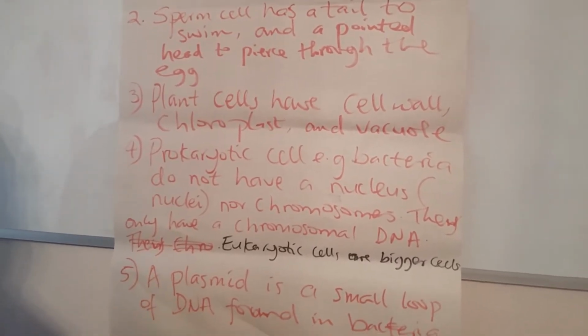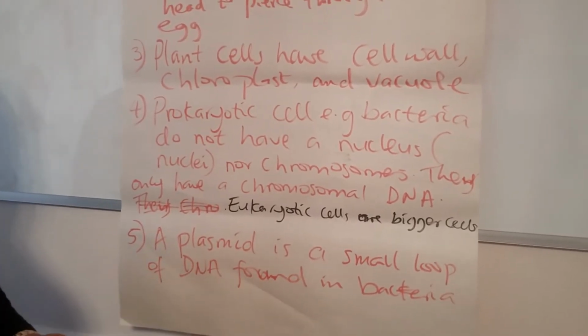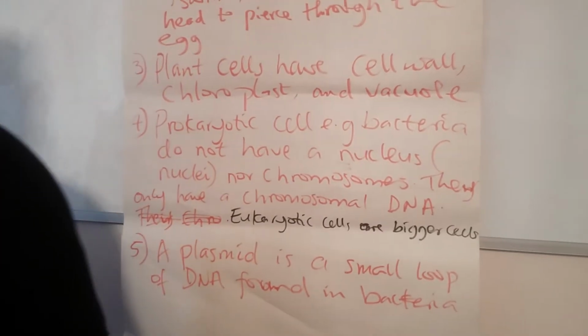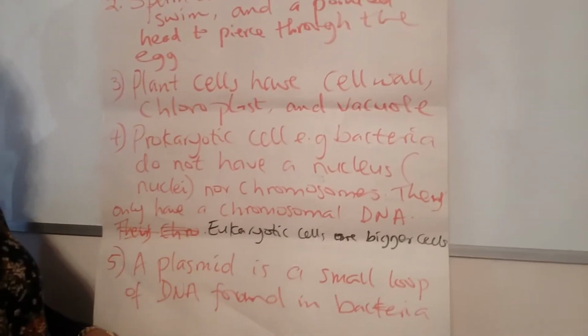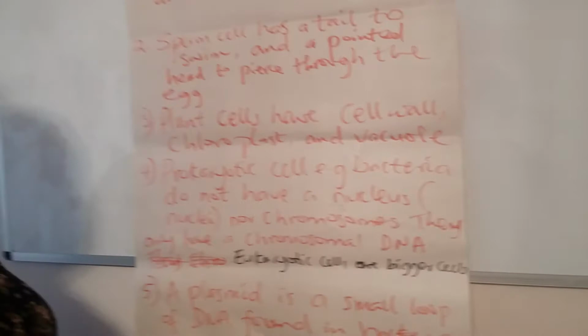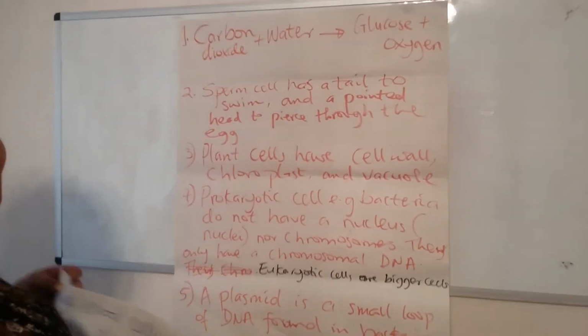And then the fifth one is what is a plasmid? A plasmid is a small loop of DNA found in bacteria. So in bacteria you could find chromosomal DNA, just like a structure inside, but you could also find a small loop which is DNA and is called a plasmid.